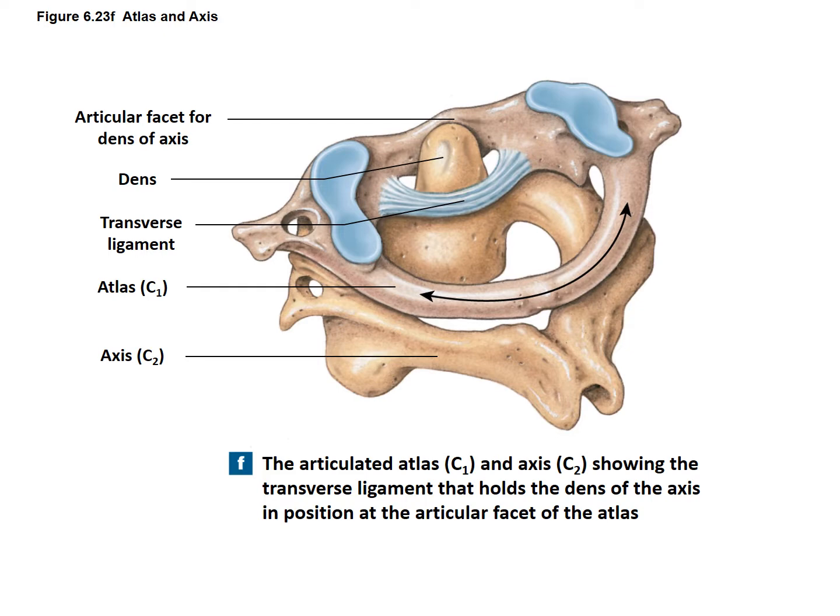Now, there are no bodies on the atlas and axis. They are simply a transverse bone structure that is going to extend down. So the first cervical body is actually going to start on C3.